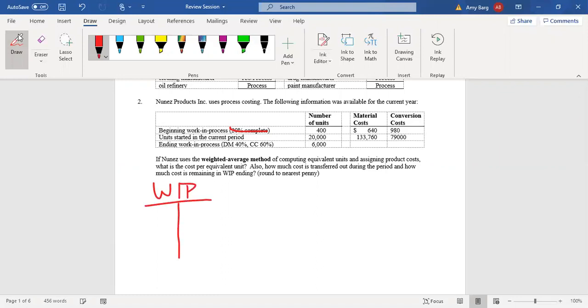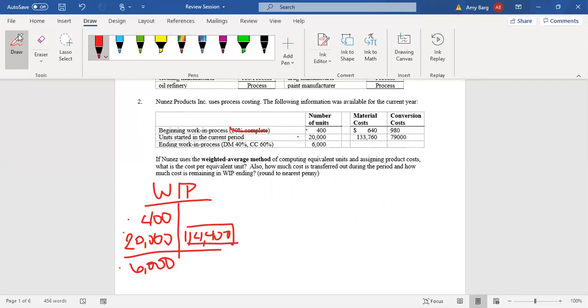It tells us that we have 400 in beginning WIP. It tells us that we started 20,000 units, and it tells us that there are 6,000 left. We need this number here. So if we add these two, subtract this, we get that this number here is 14,400. So that's how much was completed and transferred out.